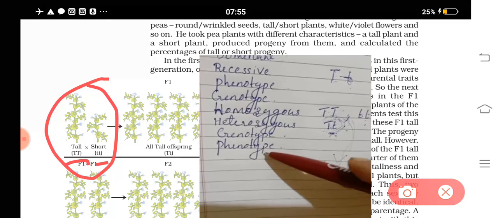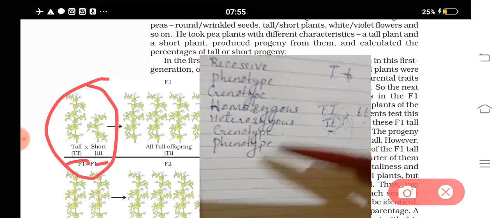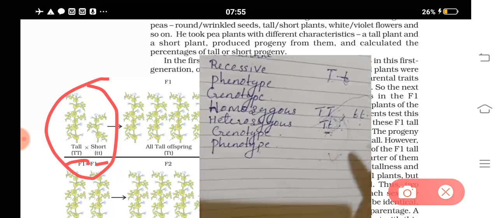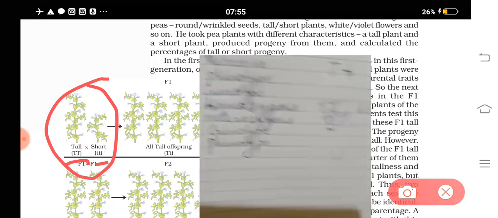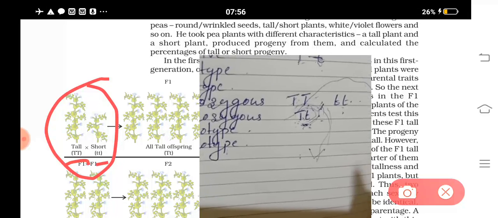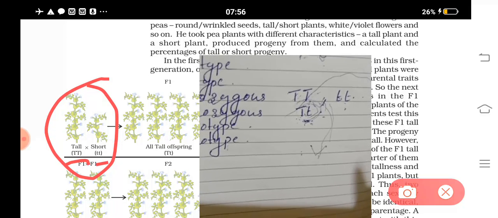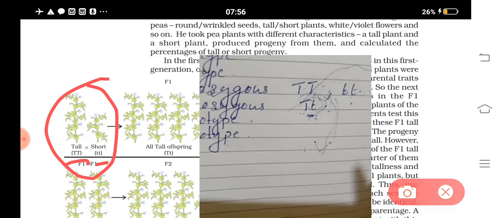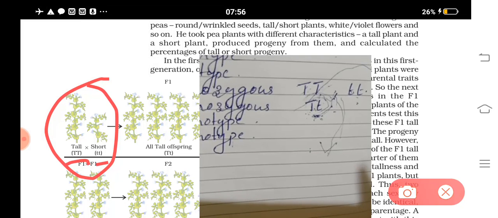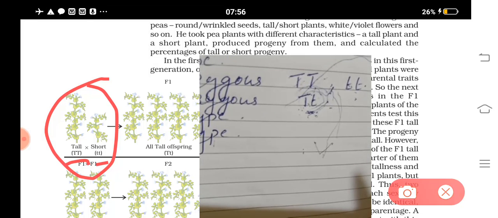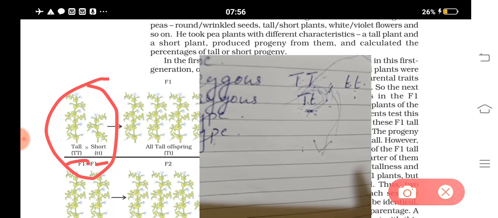The phenotype is the external character, and this external character is produced due to the genetic constitution, which is called the genotype. If the genotype is capital T, the phenotype will be tall. The plant will be tall. And if the genotype is small t, then the plant will be short or dwarf. And if it is capital T, small t, it will also be a tall plant. Why? Because the dominant allele is there.